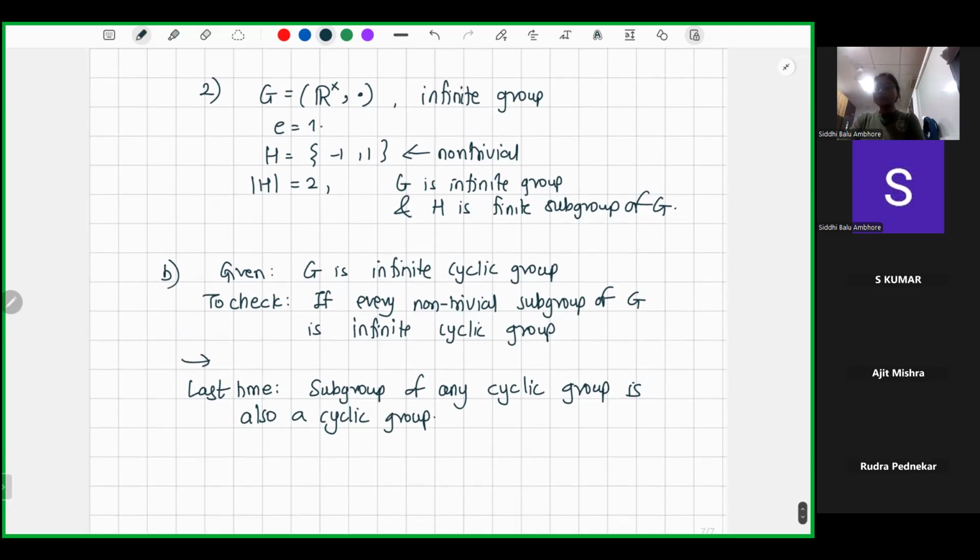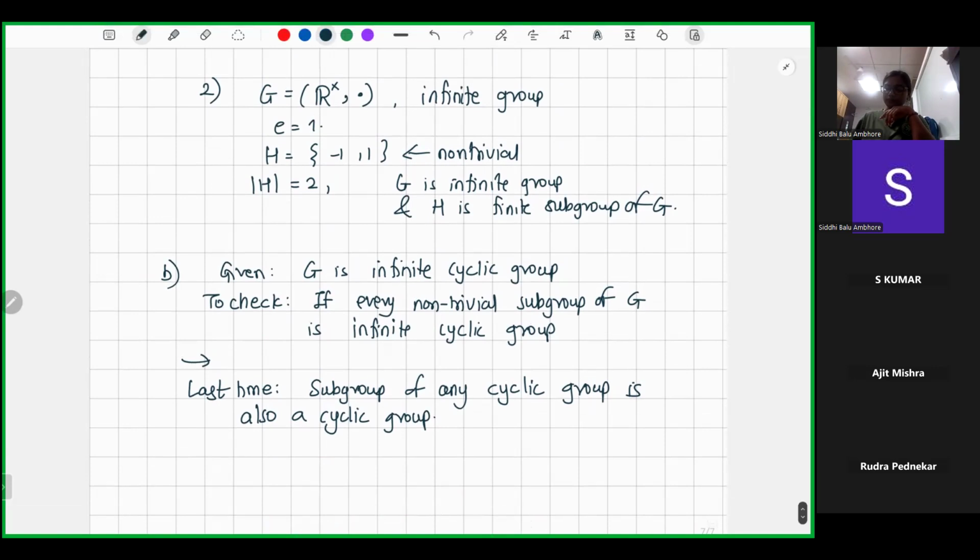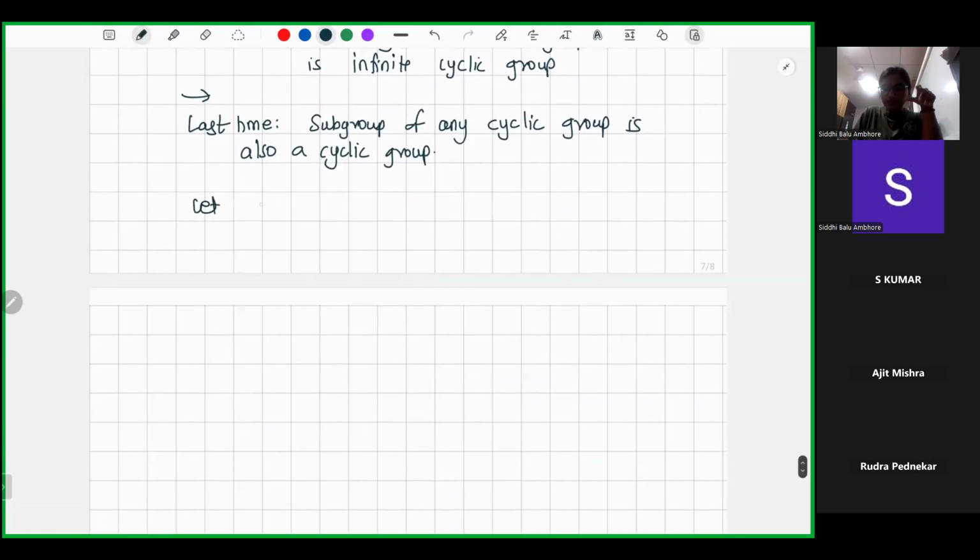Okay, but now what we have to check is whether that cyclic group is also infinite or not. So given that G is generated by a, and a power n is not 1 or e, let me write 1 here, for any n greater than or equal to 1. This is how we can characterize G being infinite cyclic.